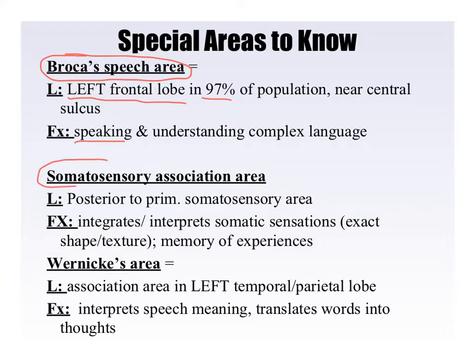The somatosensory association area, you will not need to know this, I don't think. It's located just posterior to the primary somatosensory cortex. So just behind it, remember the somatosensory cortex is located just behind the central sulcus. So this area is located just behind the primary somatosensory area.